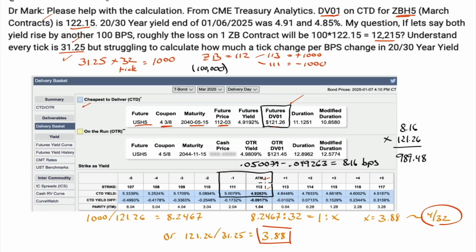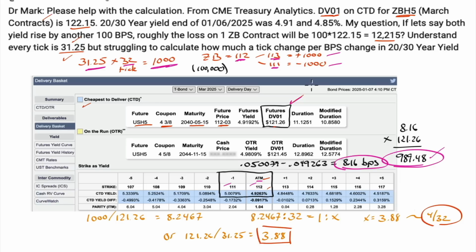We can notice down here on the sensitivity, at the money we have a yield 4.92. If it drops from 112 to 111, a full point here, there is the yield 5.0079, which is 8.16 basis points. Multiply by the futures DV01 121.26, you get 989.40. Since each tick is 31.25, there are 32. Going from 112 to 113 or 112 to 111 is either a gain of 1,000 or a loss of 1,000.